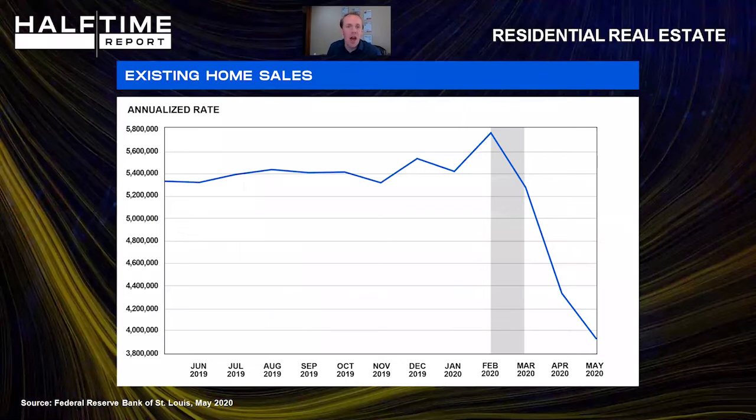That's not to say that they're not happening. We're still seeing somewhere in the neighborhood of about 3.8 million homes being sold on a rolling 3-month basis. But you can see that the trend is suggesting that those existing home sales are falling.